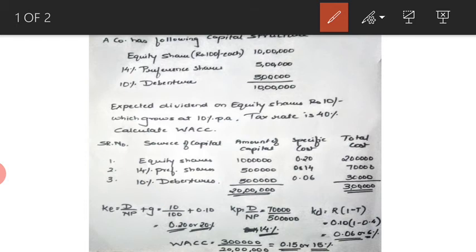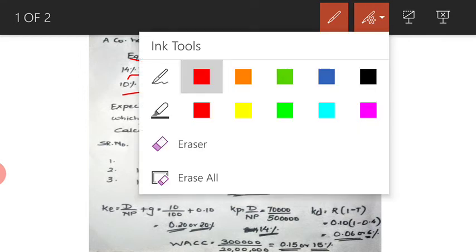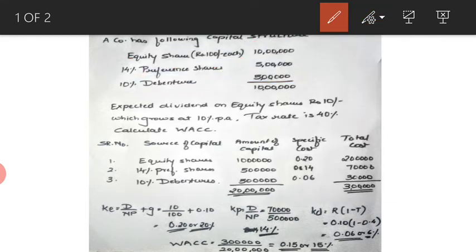A company has a capital structure where the capital structure is equity shares, rupees 100 each, that is the share price is 100 rupees, and the total capital is 10 lakhs. Then 14% preference shares of 5 lakhs and 10% debentures of 5 lakhs. So this is the capital structure that this company has. That is 10 lakhs of equity, 5 lakhs of preference and 5 lakhs of debentures. Totally it has a capital of 20 lakhs. I'm sorry, it should be 20 lakhs. By mistake it has come as 10 lakhs. So it should be 20 lakhs. Okay.